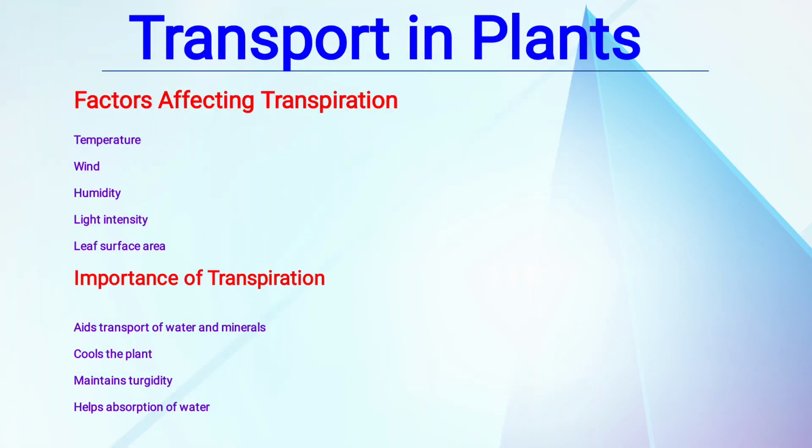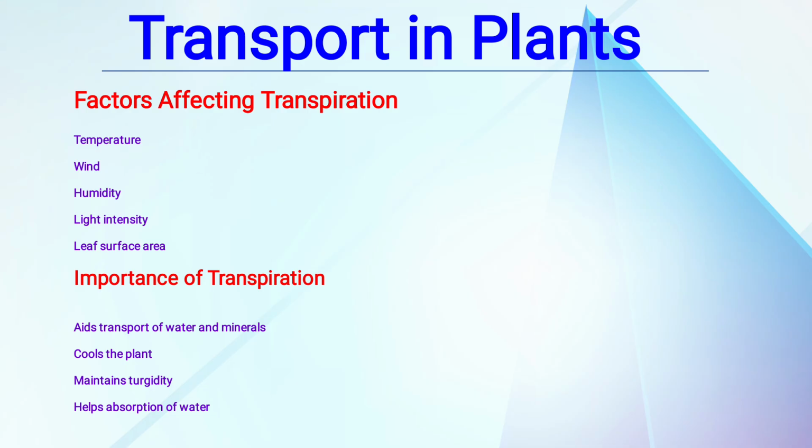Now, factors affecting transpiration: we have temperature, wind, humidity, light intensity, and leaf surface area. These are the factors affecting transpiration. In a subsequent video, we can discuss how each factor affects transpiration. If you want to, you can just comment. Maybe you want us to discuss it in a subsequent video.